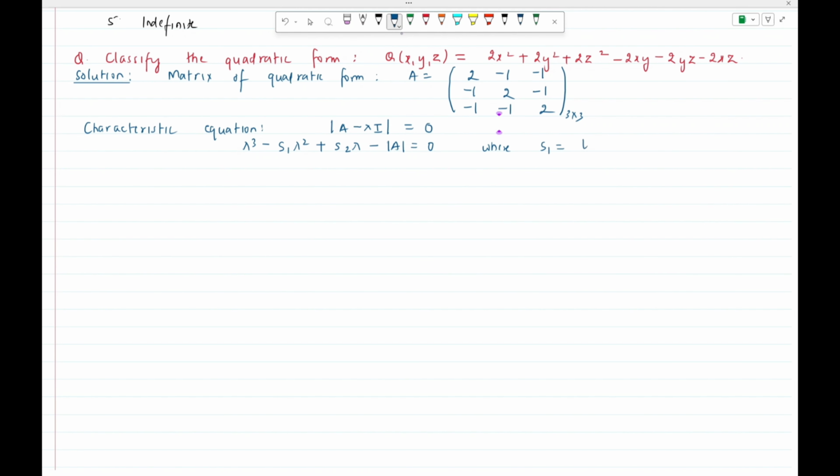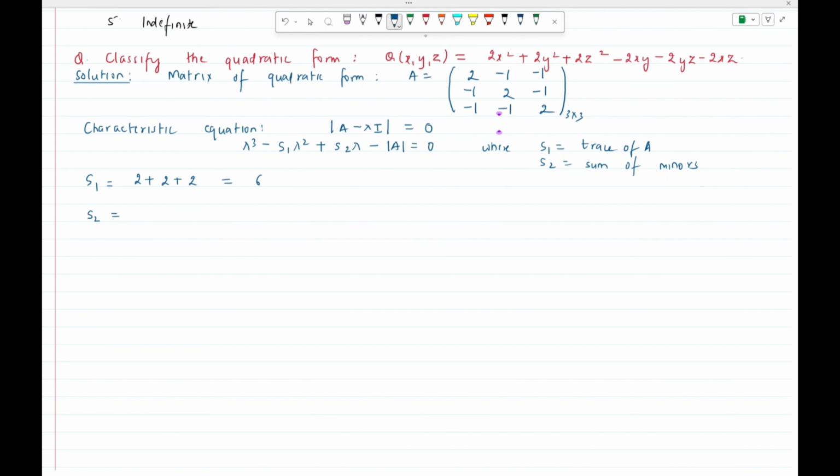S1 is equal to trace of A, S2 is equal to sum of minors. So let's first find out S1. Since S1 is equal to the trace of A, it is going to be the sum of diagonal elements, and that is going to be 2 plus 2 plus 2, which is going to give us 6.